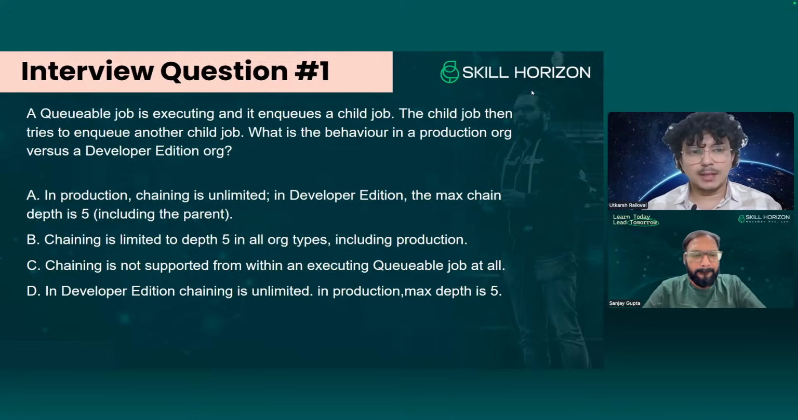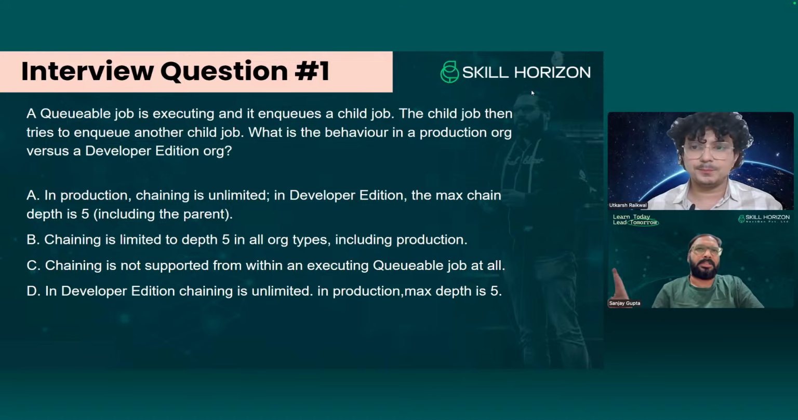Sure, sir. I guess option A is correct, because in production the chaining is unlimited, and since developer edition org is free, the depth of chaining is limited to 5, including the parent. Can you elaborate a little on what chaining actually is? Chaining, sir, is when you call another Queueable job from a running Queueable job, from its execute method. Then this goes on. In a developer edition, the depth is 5, so you can call up to 5 levels, but in production the chaining is unlimited. Perfect, very well explained, and this is the correct answer.